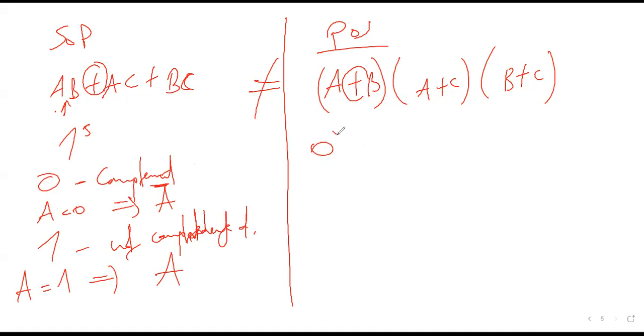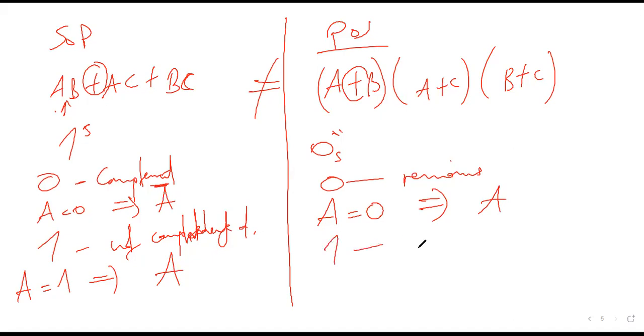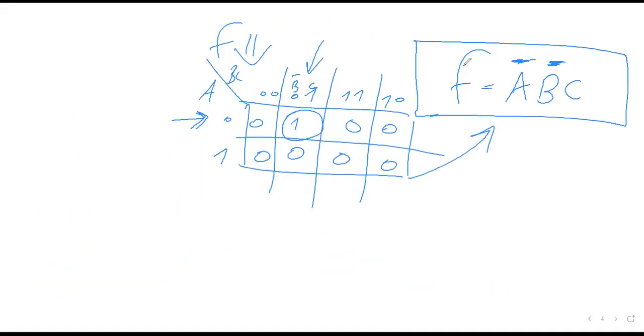Here we identify zeros. Our 0 remains as it is. So A equal to 0 is represented by A. However, 1 is complemented. It means if A is equal to 1, A can be represented as A bar. So in our case here, on our Karnaugh map, how do I remove this?